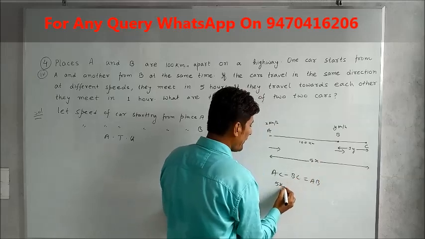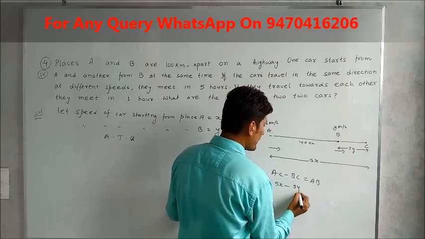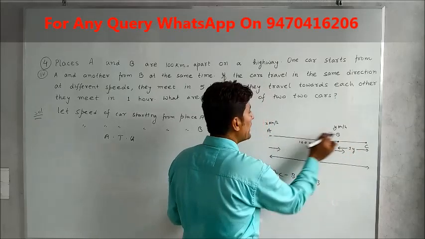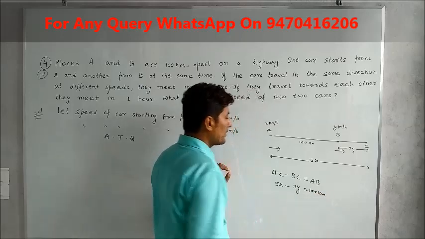AC we are having 5x, so we can write here 5x minus BC. BC we are having 5y, so we can write here 5y, equals to AB. AB equals 100 kilometers, so we can write here 100 kilometers.